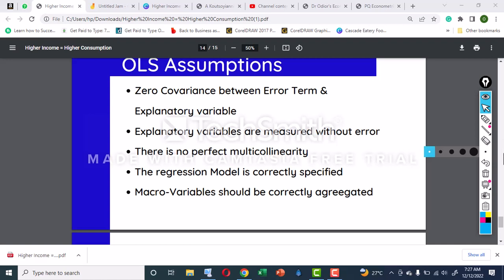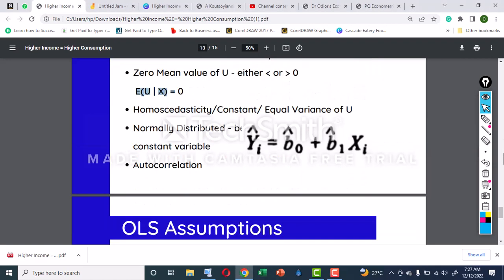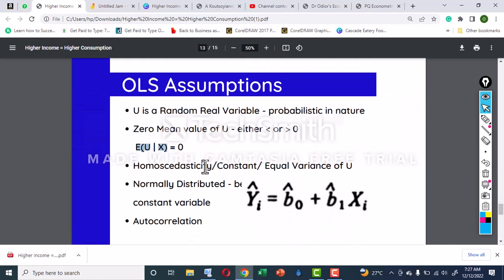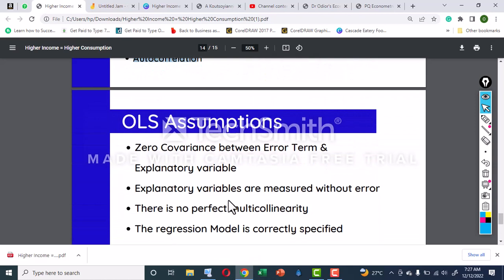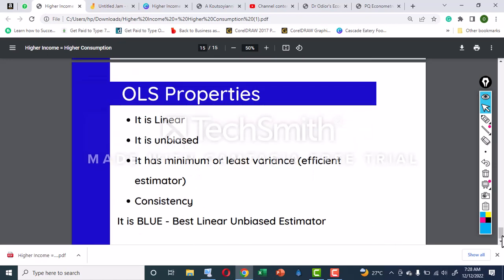Now there are some that are related to the error term. I think the first 5 or first 6. The first one: the error term is a random variable. Second, there is zero mean value of the error term. Third, homoscedasticity, that is equal variance for the error term. Fourth, normally distributed. Then 5, autocorrelation. And the sixth is zero covariance between the error term and the explanatory variable. Those 6 are talking about the error term. In case the question asks what are the assumptions that relate to the error term, the others do not relate to the error term. So those are the 10 assumptions of OLS.